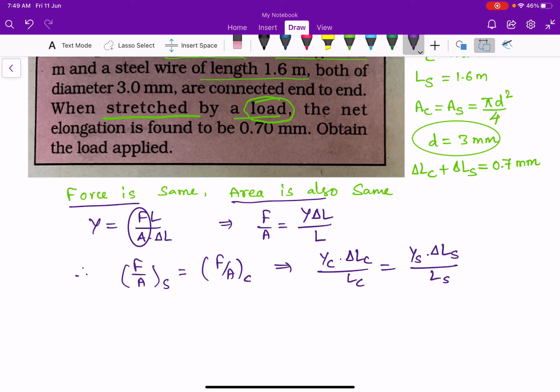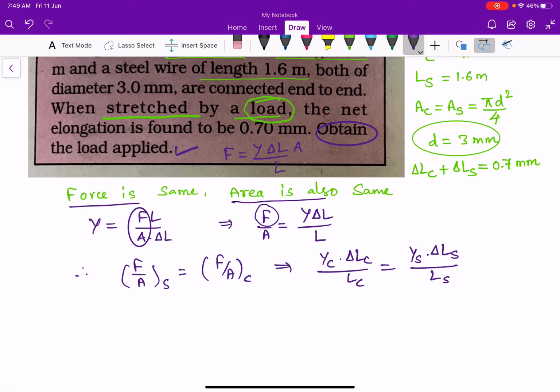We need to find out the load applied here. Our aim is to find out the load applied. Load applied is nothing but force applied. What is the force applied? In order to find the force, the formula is F equal to Y delta L divided by L into A.